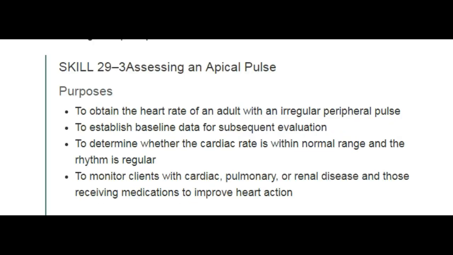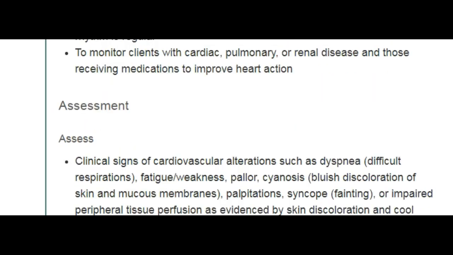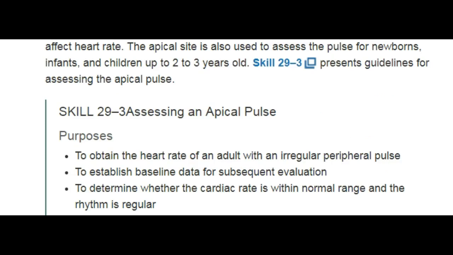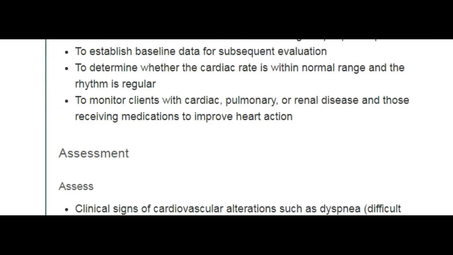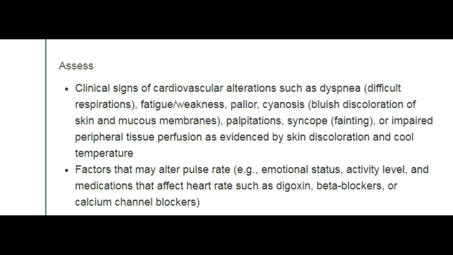Now what I just talked to you about was the apical pulse and how you assess it. Also, look at this. This is the purpose. So you're assessing an apical pulse. Here's the purpose. Read these bullet points. What I spoke to you about earlier was from a different page, but this is when you are assessing. You have your purpose. Let me click here so I don't go too fast. And then under your assessment, this is what you're assessing for. And don't forget about the factors that may alter the pulse rate.